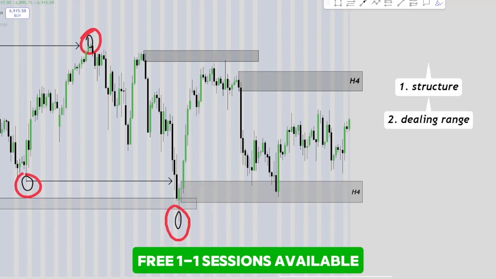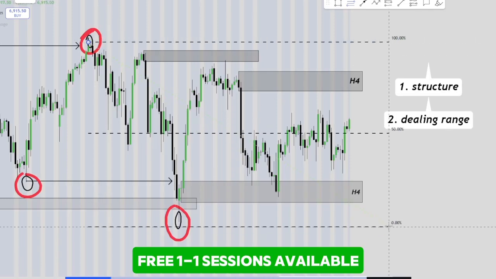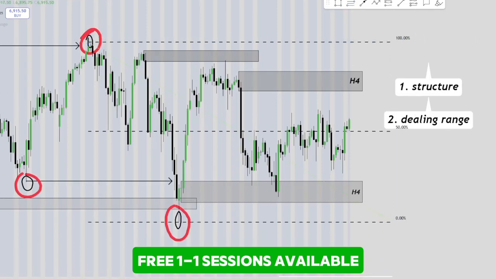Now, once you have the most recent high and you have the most recent low, you are then looking for your premium and discount. And so how do we do premium and discount? We project the fib from the high down to the low, right? So this is now step 3.